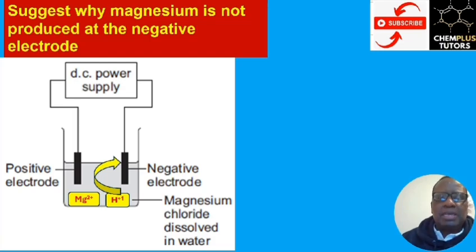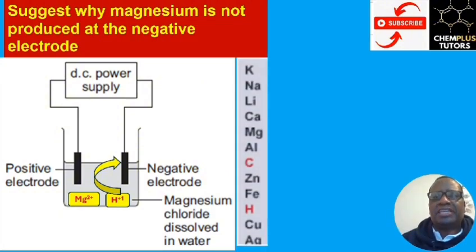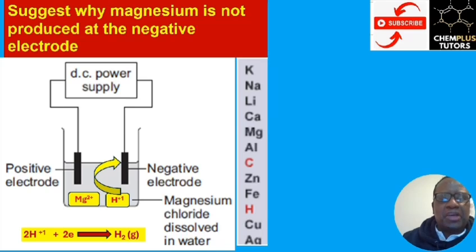But there is a bit of chemistry to learn here. It is the less reactive ion that is discharged. You have to think about the reactivity series, and hydrogen is below magnesium. Hydrogen is below magnesium, so it is the hydrogen that is discharged. Hydrogen ions get there and gain electrons.